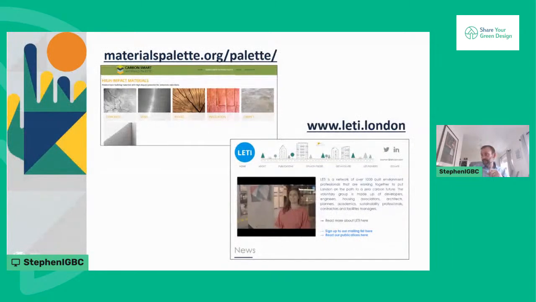And finally, here are a couple of really good websites for people who don't like staring at spreadsheets. Materials Palette, great education on materials and their various impacts. And LETI again, go there, download their guidance. It's really useful.